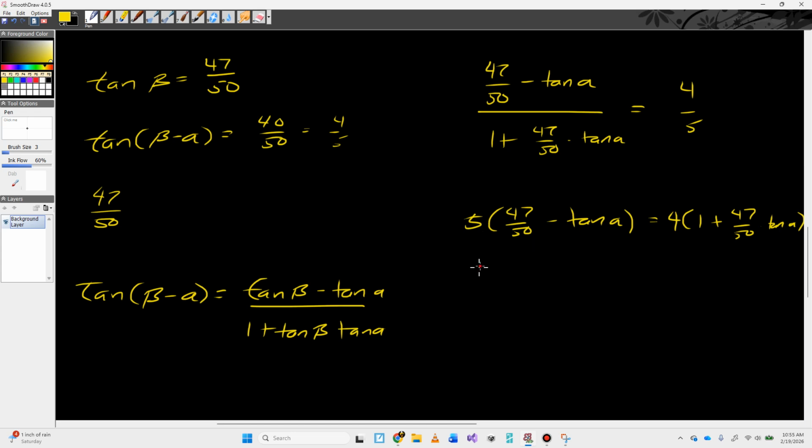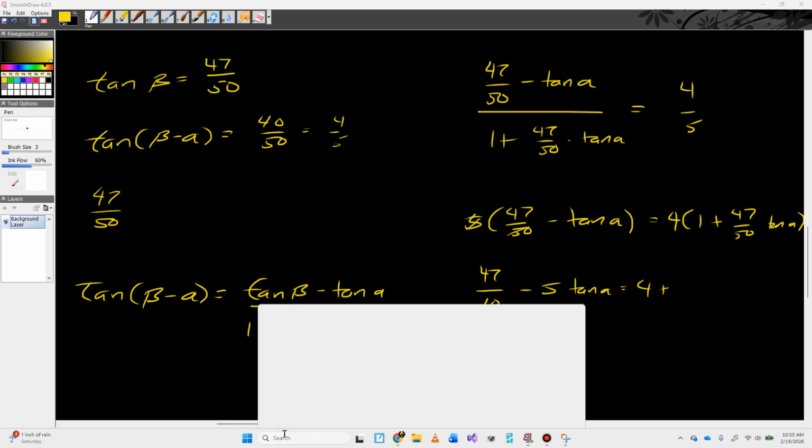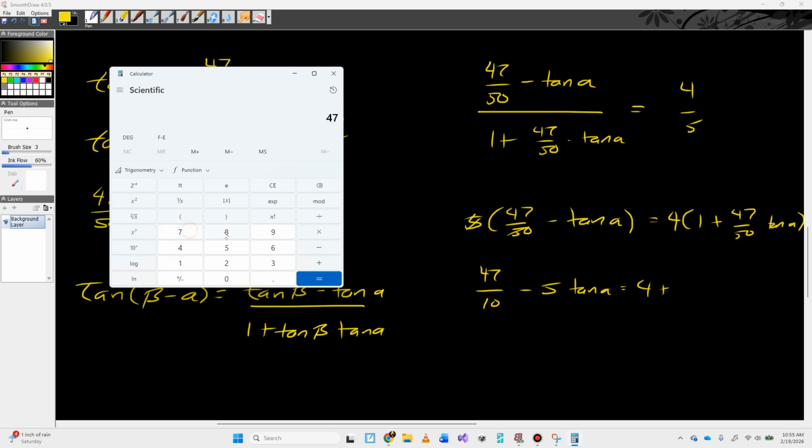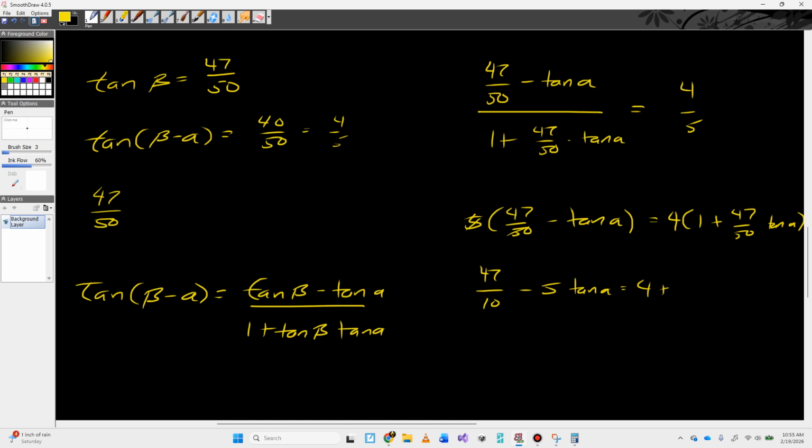That's going to be 47 over 10 because these cancel out. That becomes 10. And this becomes minus 5 tan A. That's 4 plus whatever 4 times 47 is. I can bring a calculator out for now. Let's do 47 times 4, and that is 188 over 50. And that's going to be tan A.